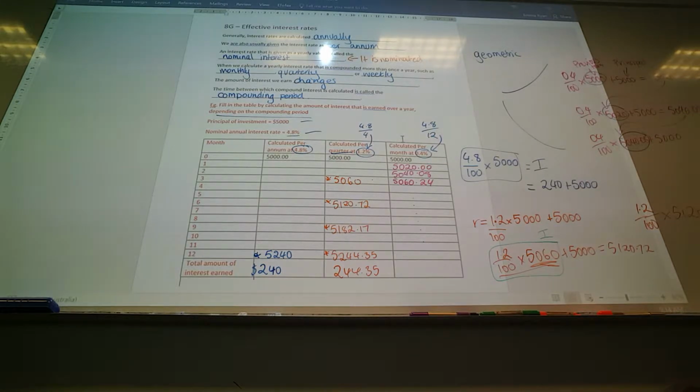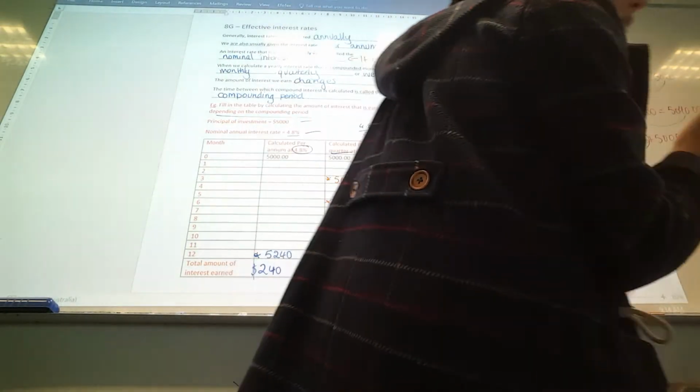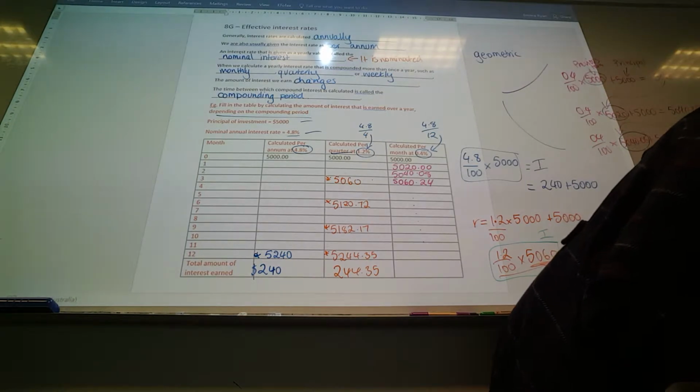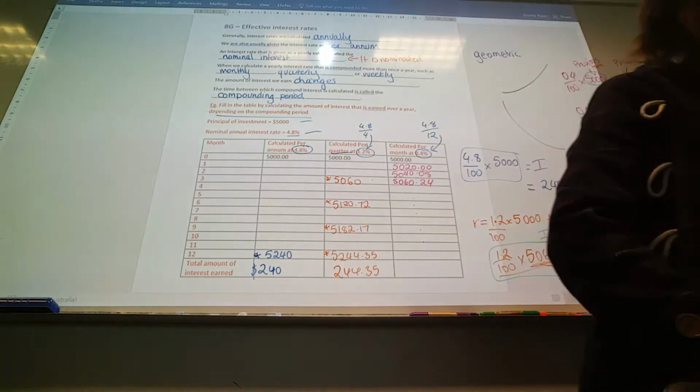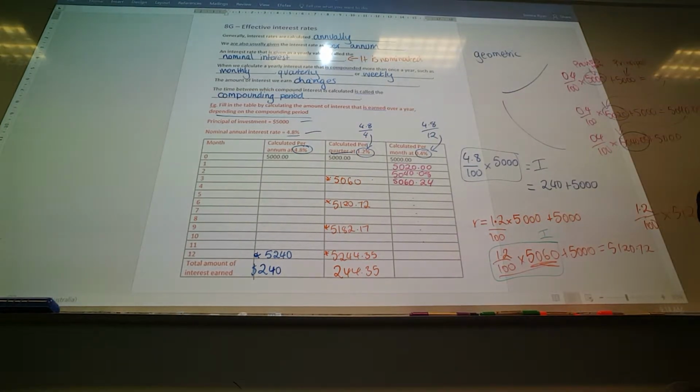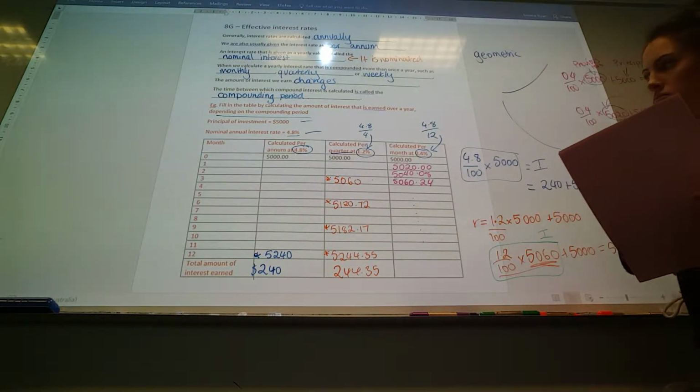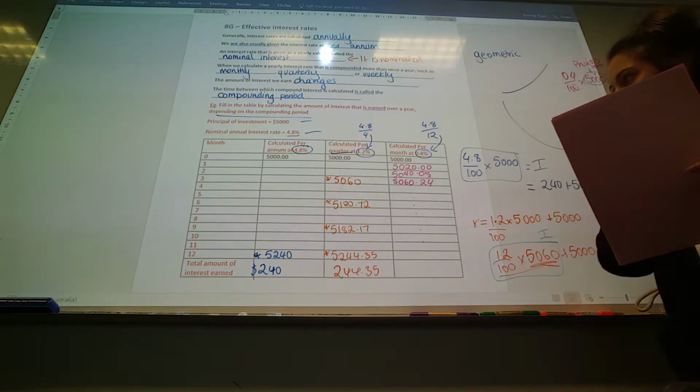Hey, let me make sure I don't skip the number. I just copied them off the textbook, let me check. I might have skipped a number. Yep, I skipped a number. You girls are right, I skipped a number. 5020, 5040, 5060. If you add it to the one before, then it works. But if you add it to the principal, then not. Yeah, add it to the one before.